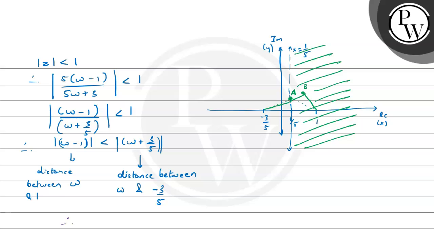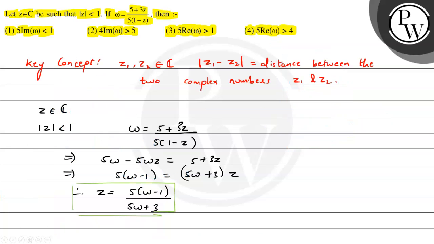So this part has a common equation, that being the real part of the complex number is greater than 1 by 5. Therefore real part of omega should be greater than 1 divided by 5, and this implies that 5 times real part of omega is greater than 1. So this is our answer. Among the options, option 3, 5 times real part of omega is greater than 1, is the correct answer. I hope you understood it well. Best of luck and thank you.